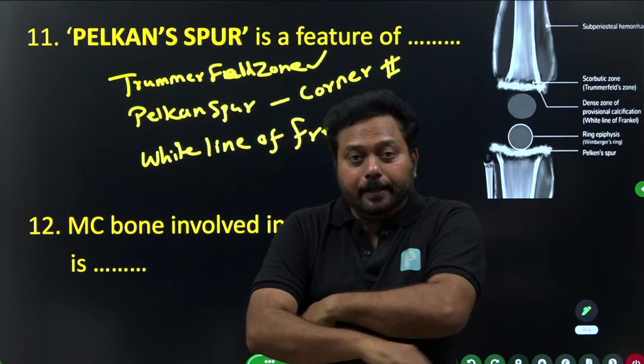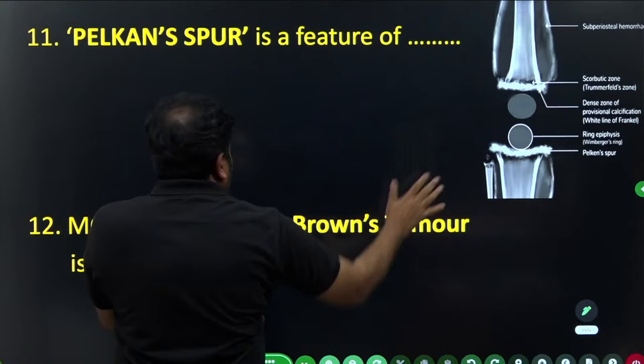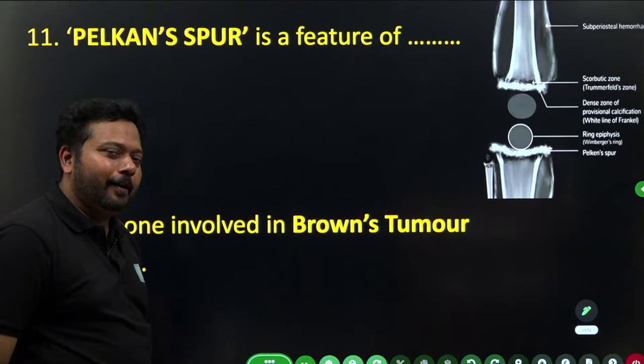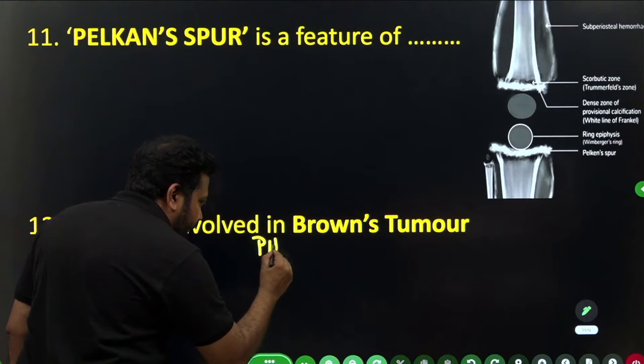Coming to the next MCQ: the most common bone involved in brown tumor. What is brown tumor? Primary hyperparathyroidism. This is otherwise called osteitis.